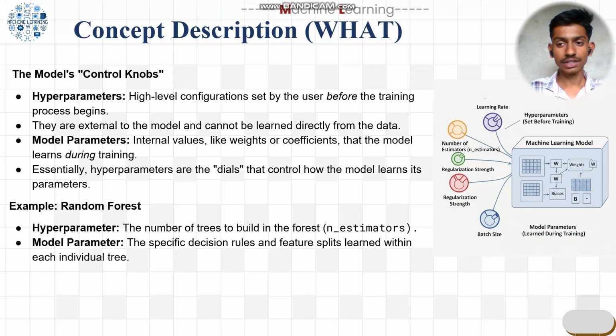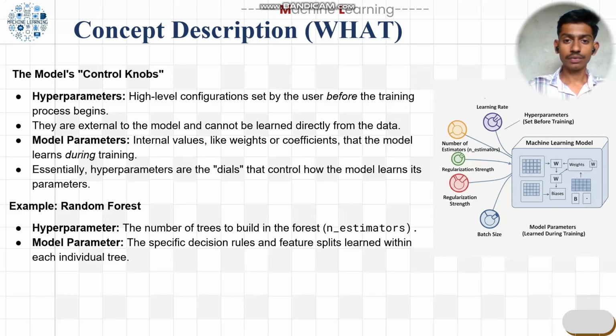Okay, so these are nothing but the control knobs of training a model. This is what we call high level configurations set by the user before the training process begins. Like I told you, this is user defined, and then there are model parameters. The model parameters are the parameters which are learned by the model itself upon training. So this is the difference between them.